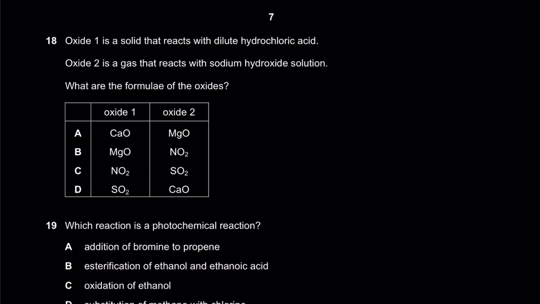Oxide 1 is a solid that reacts with dilute hydrochloric acid. So if oxide 1 is reacting with dilute hydrochloric acid, it's an oxide, which means it's either a metal oxide or a non-metal oxide. If it's reacting with dilute hydrochloric acid, it must be a basic oxide. Why? Because acid reacts with bases, right? So it must be a basic oxide, or it can also be an amphoteric oxide. Remember, guys? Because amphoteric oxides can act as a base when reacted with an acid, or can act as an acid when reacted with a base. So it can be either of these two.